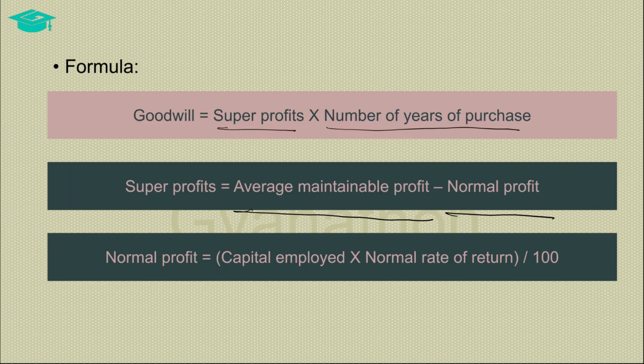So, now let us see how to calculate the normal profit which the firm is generally expected to maintain in its business. The normal profit is nothing but the normal rate of return expected in the business in which the firm is operating. So, it's calculated as the capital employed in the firm multiplied by the normal rate of return and divided by 100, since the normal rate of return is in percentage terms.